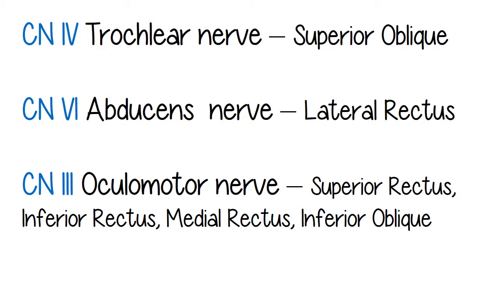And the lateral rectus muscles are innervated by cranial nerve 6, the abducens nerve, and the lateral rectus muscles are the abductors of the eye. Another way to remember, if you can remember SO4, LR6: the superior oblique muscles are innervated by cranial nerve 4, the lateral rectus by cranial nerve 6, and then just remember the rest by cranial nerve 3.